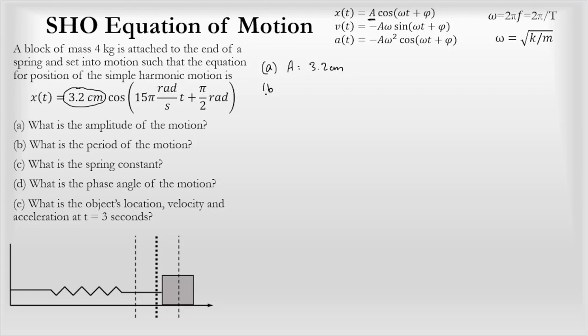Okay, let's keep moving. What is the period of motion? Well, I know the period of motion is related to the omega, and the omega is in the cosine term, right before the t. So here's the t. So all of this is going to be omega. Omega equals 15 pi radians per second. So if I want to solve for the period, I'll go 2 pi divided by 15 pi. And so I get 2/15 seconds.